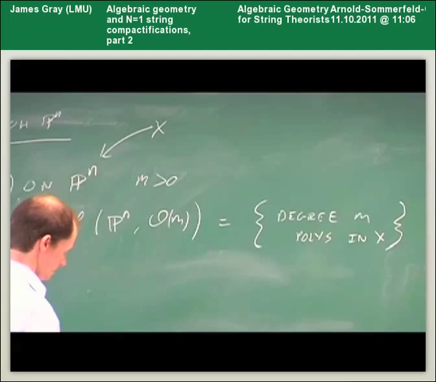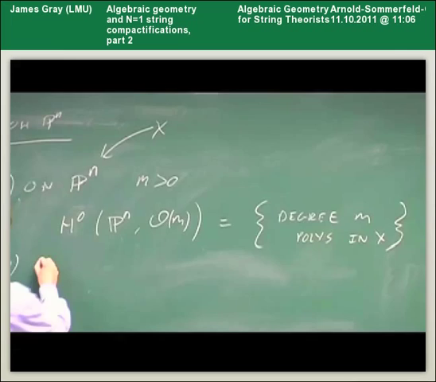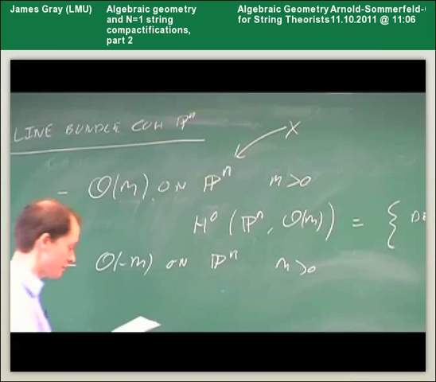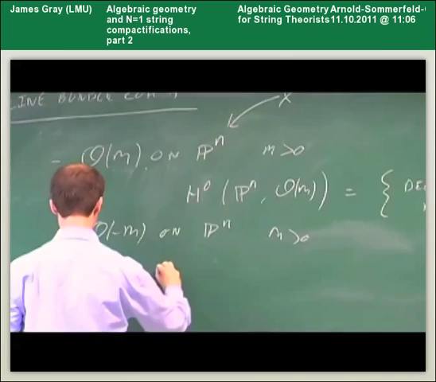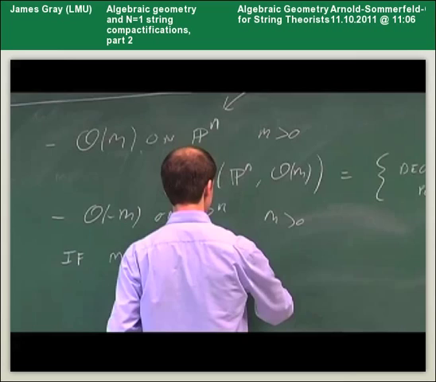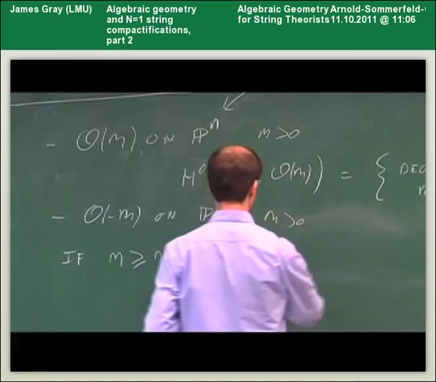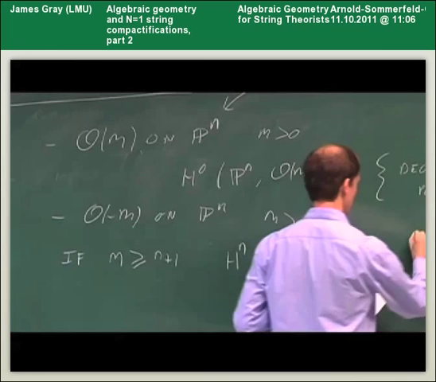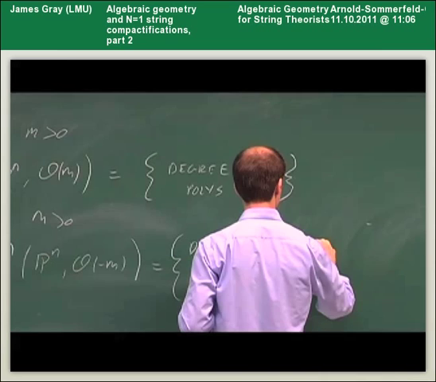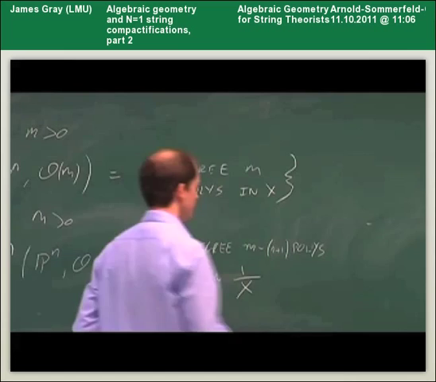If m's negative, so on P^n with m greater than 0, if you've got a minus sign here, all cohomologies vanish unless m is bigger than n plus 1. This region where you don't have any cohomology at all is called the Bott gap. And if this is true, then the only cohomology that exists is H^n, where n is the dimension of the P^n. And one way of thinking about it is the degree minus m minus n minus 1 polynomials in 1 over x.